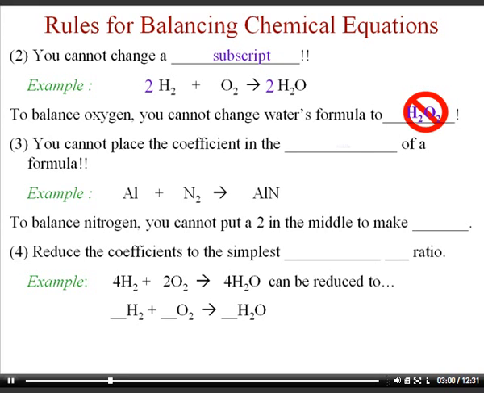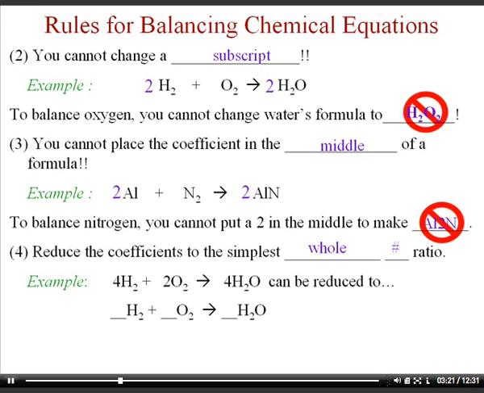You cannot put a coefficient in the middle of a formula. So if you're trying to make 2 nitrogens, don't squeeze it in the middle between the aluminum and the nitrogen. That is illegal. You need to put it in the front. So again, you put the 2 in the front. And again, if you double the aluminums on the right side, you have to double the aluminums on the left side. Rule number 4 states that you have to reduce the coefficients to the simplest whole number ratio.